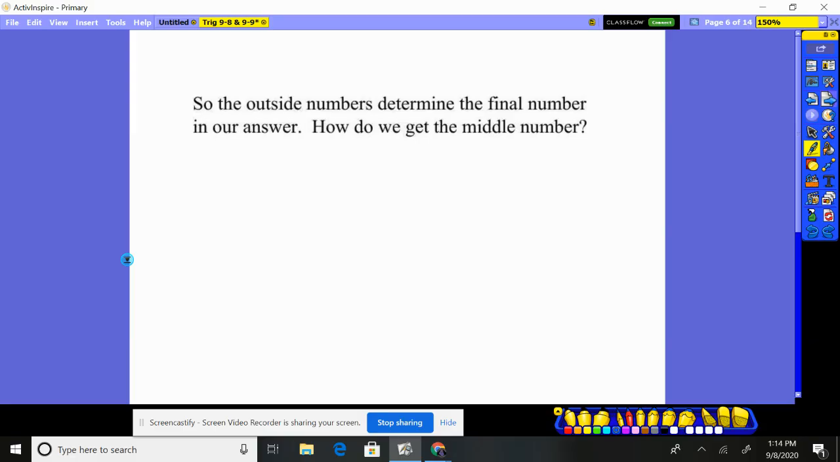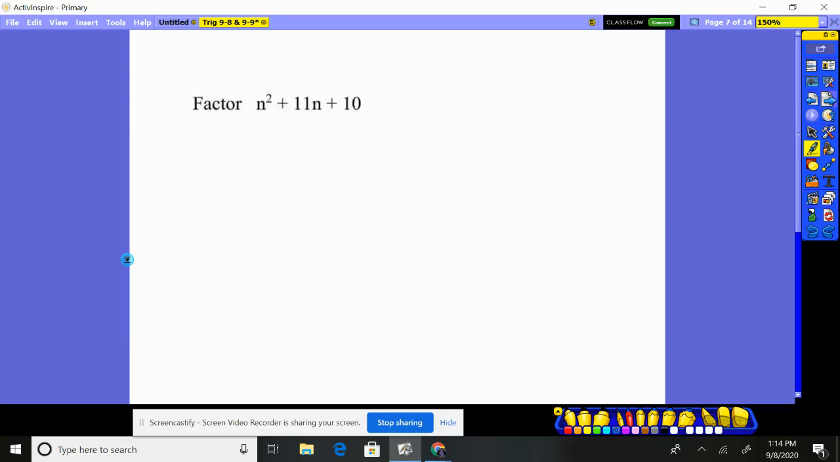Okay, how do we get the middle number? Well, when we looked at it, the middle number was determined by the sum of them. So let's take a look at this one. Let's factor it. We've done this before in Algebra 1 and in Algebra 2. What we want to do is break it down into its product of two binomials.